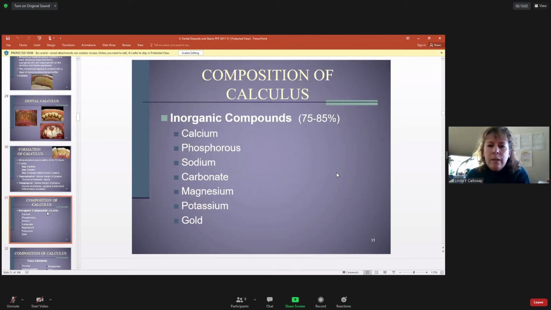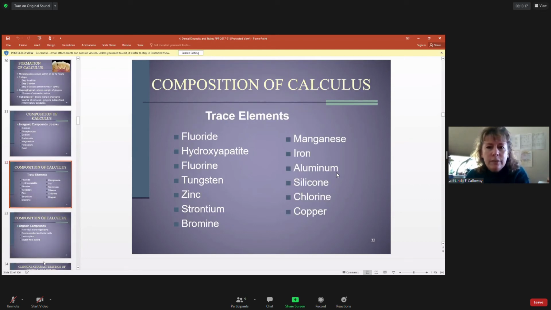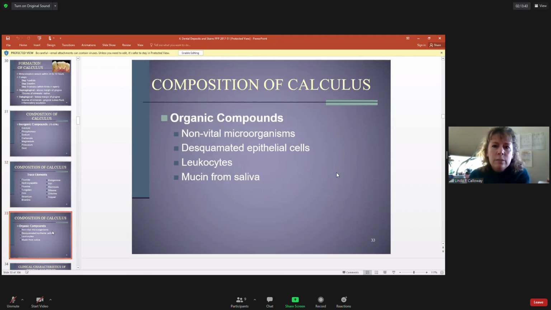Components of calculus, I will double check again, but I'm 98% positive I'm not going to test you on this. What are the components of your calculus? You just need to know that there's all kinds of elements in there. You would think it wasn't this much. Even fluorides trapped in it, manganese, iron, silicone, chlorine, copper, all these minerals are provided through your saliva, your crevicular fluid, your inflammatory exudates to harden the biofilm into calculus.